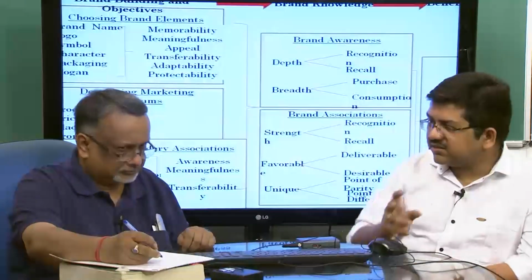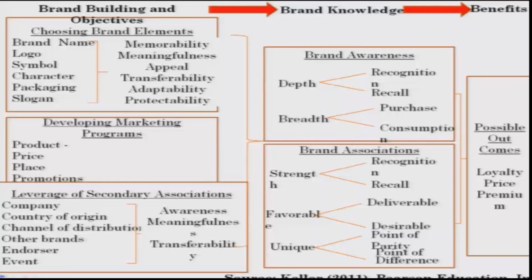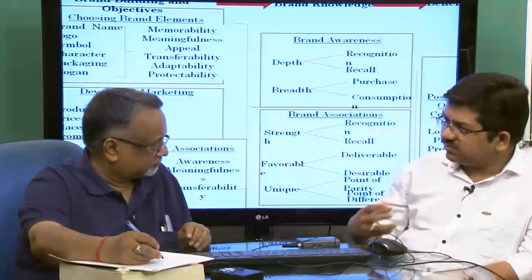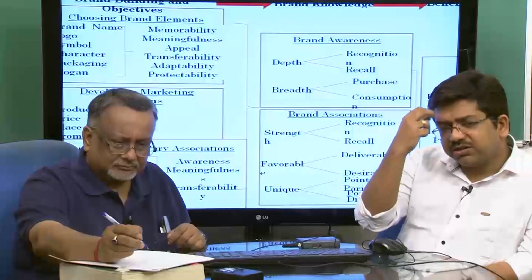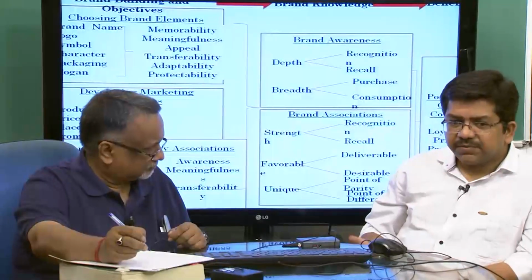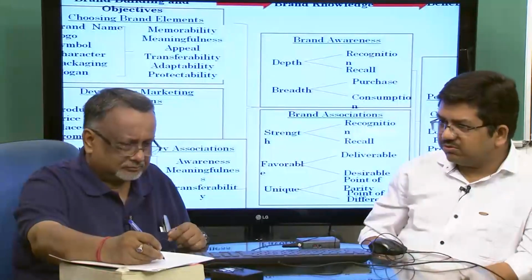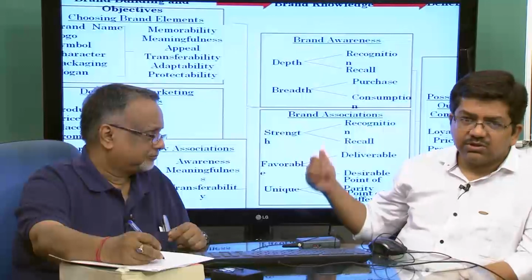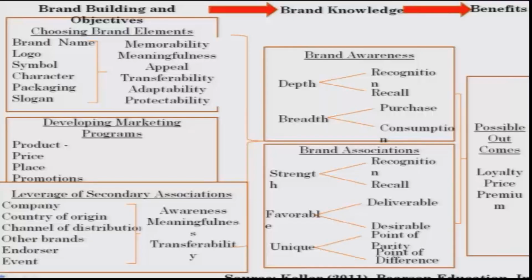Then I have summarized this whole thing here, what the tools actually are. We are talking about how brands are built, but we have also looked into the different tools that the brand manager has to create brand image and brand awareness. We looked into three different types of tools: the choice of brand elements, the marketing program to reinforce the kind of brand image he is trying to build, and the leverage of secondary associations. So, in this slide we have talked about brand elements, 6 brand elements, and there were 6 criteria to choose those brand elements.